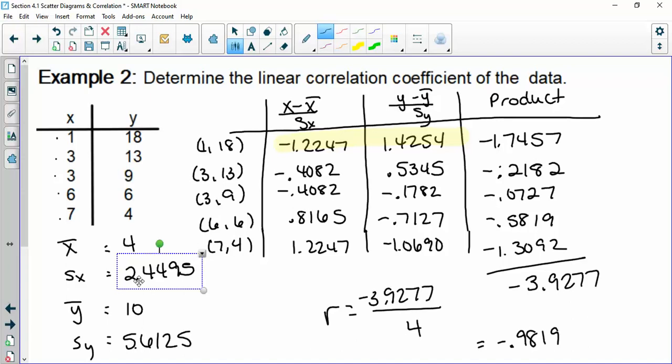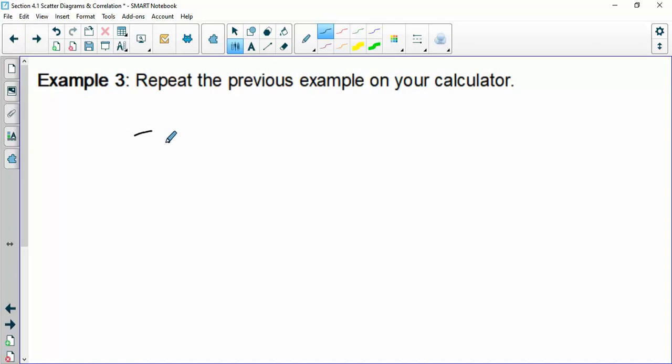So what does that tell us then? If we got a negative 0.9456. Is it a pretty strong relationship? Is this pretty close to 1? Yeah, and it's negative, so it's a pretty strong negative correlation. So if we looked at the equation, it would have a negative slope.